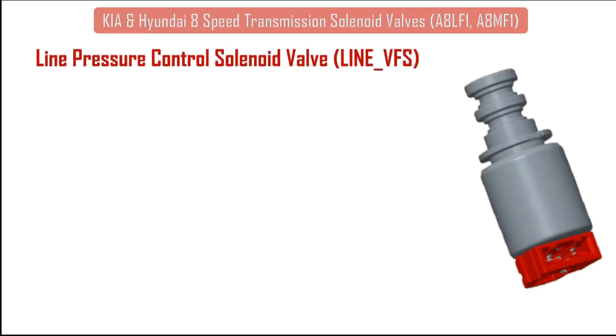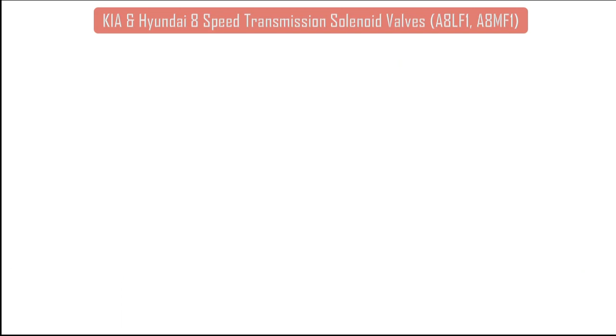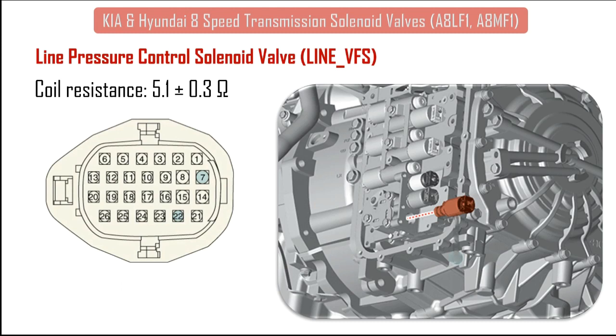The next solenoid valve is the line pressure control solenoid valve, which is normal high as well. The amount of current for this one is different from the other ones. It's between 0 to 850, and the resistance is different as well. So we know that the resistance is 5.1 plus or minus 0.3. This is the location for this line pressure control solenoid valve on the valve body. These two pin numbers, 7 and 22, refer to the pin numbers on this specific car for checking the internal resistance.